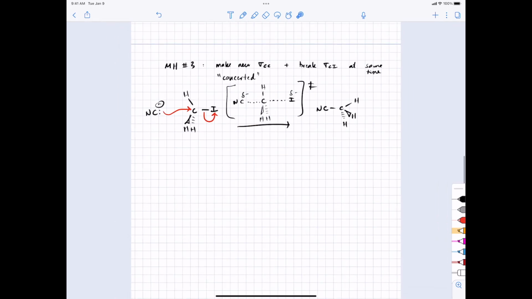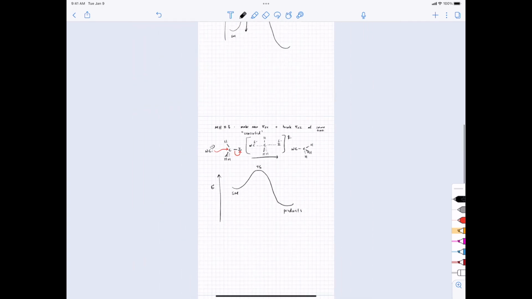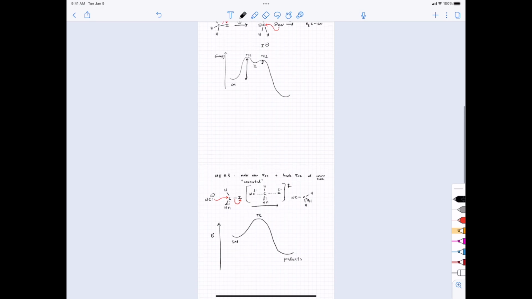So we would predict that for mechanistic hypothesis number 3, we would go from starting materials to products, but we would do so, if this is energy, over a single transition state. In each case, the starting materials and the products are the same. The energy difference between starting materials and products is the same, but the energy diagram of how the reaction happens is different, and the steps are different.